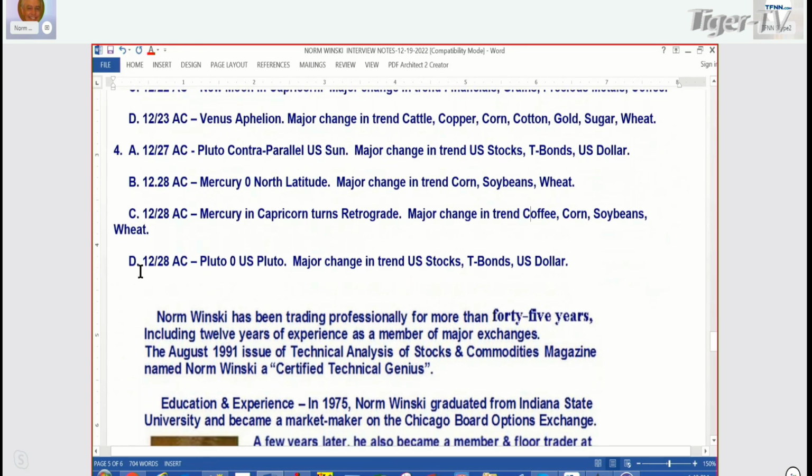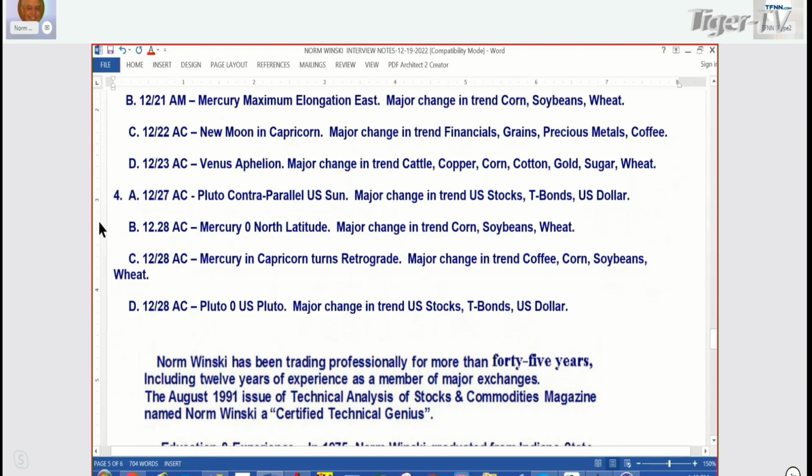And here's a kicker with Pluto returning to where it was on July, it's almost funny, July the 4th, 1776. That's a 248-year cycle to the U.S. natal chart. That could be really big for the stock market, T-bonds, and dollar too. So there we go. We got a big cluster there right at the end of the year. That'll be to the night of the 28th.